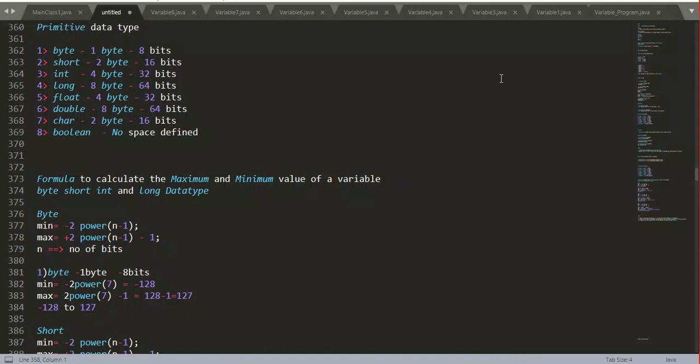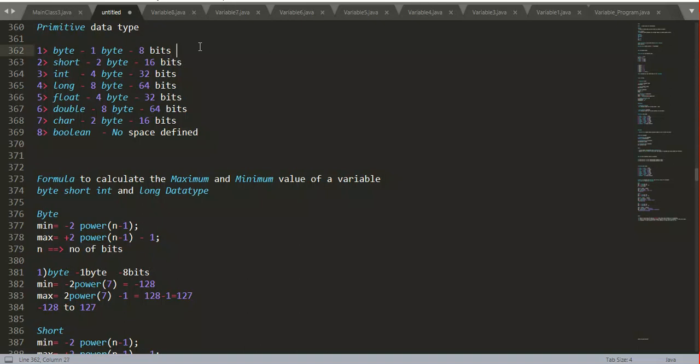Hello. So today I will describe how primitive data types reserve space in a database, and I will describe the formula for the same. We have 8 primitive data types. The byte will have 1 byte of reserved space, which is 8 bits.